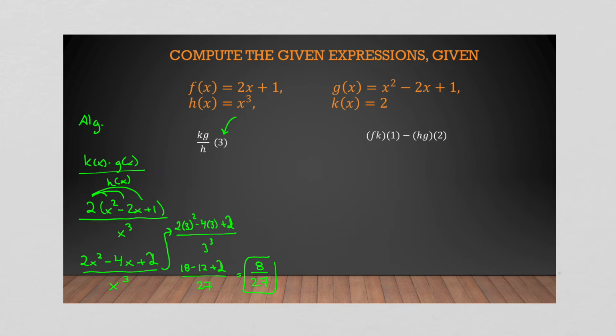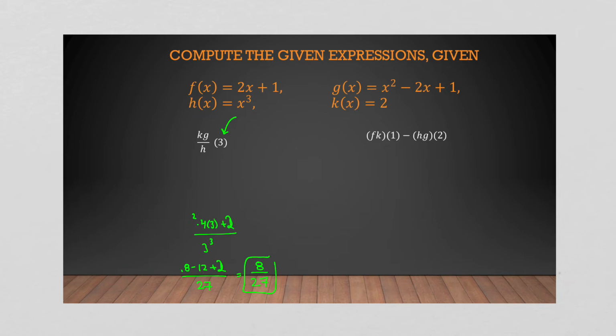So let's look at this piecewise then. And by piecewise, what we're doing is we are solving the individual functions first, and then performing the combination. So you go, okay, well, what's k of x? K of x, well, that's just 2. Okay, what's g of x? Well, g of x is x squared minus 2x plus 1.